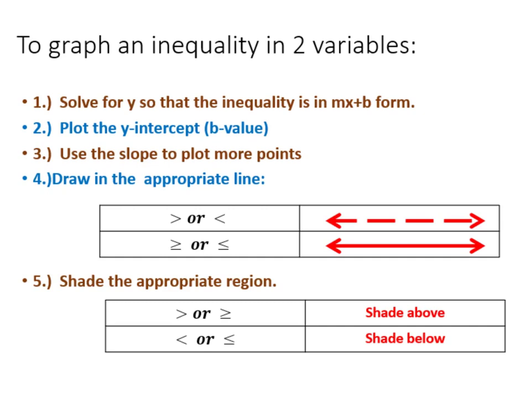And then this is the part that varies. Then you're going to draw in the appropriate line. So if you have a greater than or less than symbol, you're going to draw a dashed line, and if you have a greater than or equal to or less than or equal to symbol, you're going to draw a solid line. Lastly, you have to shade the appropriate region. So if you have a greater than or equal to symbol, you're going to shade above, and if you have a less than or equal to symbol, you will shade below the line.